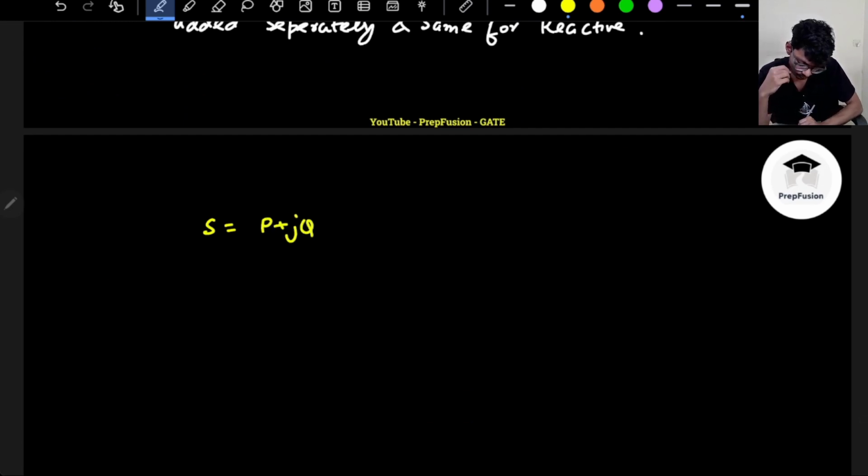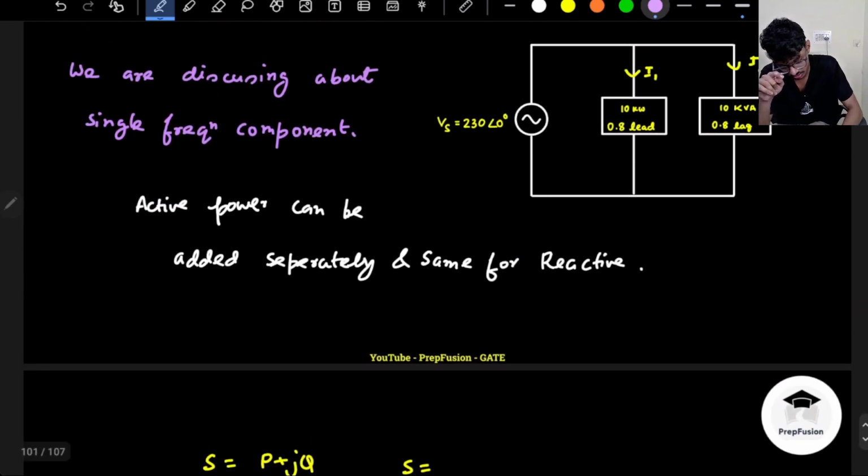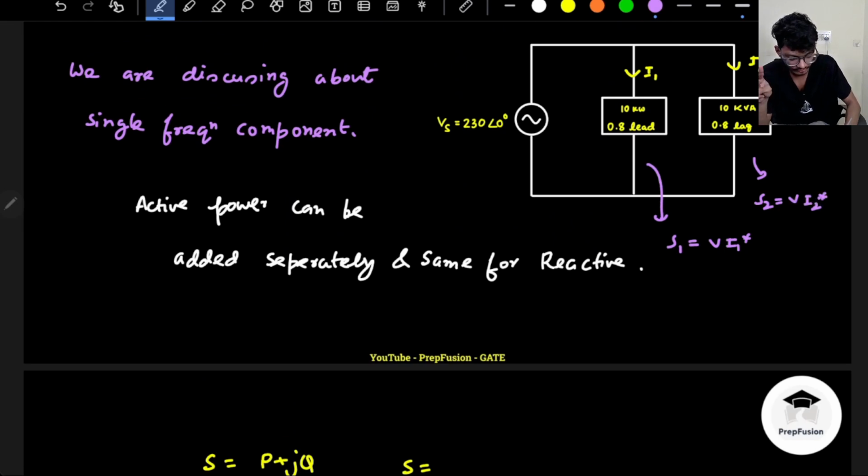So this apparent power can be written as a combination. What is the apparent power consumed by this? S1 will be V into I1 conjugate. What is the apparent power consumed by this? S2 is V into I2 conjugate, correct? If I add these two, S1 plus S2, what will I get? It will be V into I1 conjugate plus V into I2 conjugate. If I take V common, this will be I1 conjugate plus I2 conjugate.